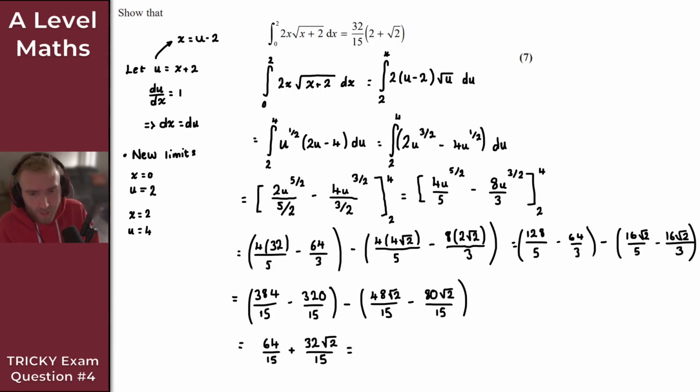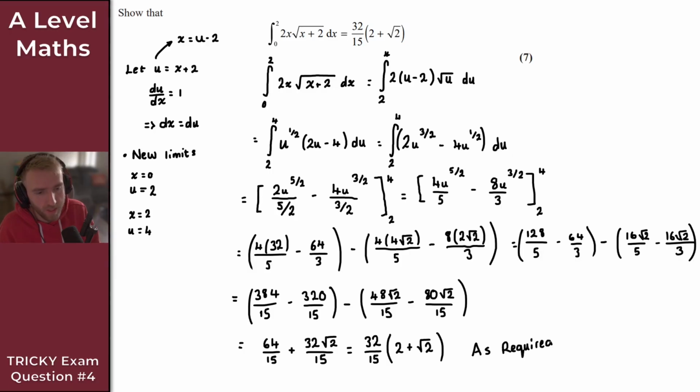Perfect. And at this point, hopefully you can now see what we need to do. Clearly what I need to do here is pull out a factor of 32 over 15. So I pull out a factor of 32 over 15. I get 32 over 15 bracket. So what do I times 32 over 15 by to get 64 over 15? Well, that's just clearly 2, right? So I get 2 there. And what do I times 32 over 15 by to get 32 root 2 over 15? Well, clearly that's just root 2, right? So I get 2 plus root 2. And just notice here, that is exactly what we want. So as required. And there we have it.